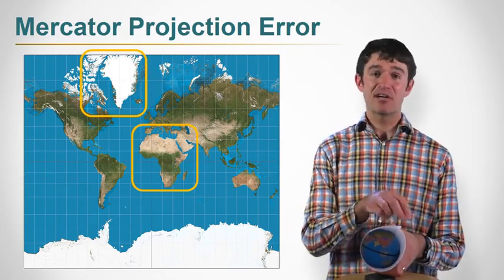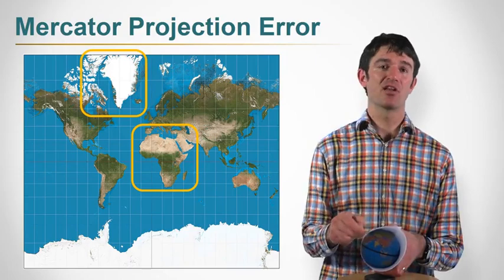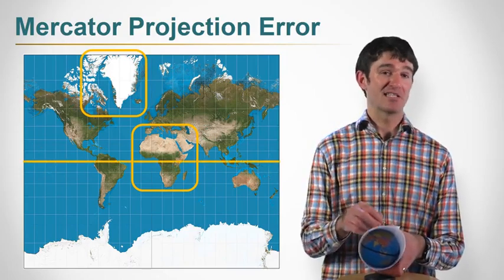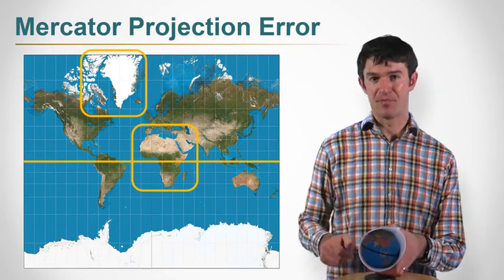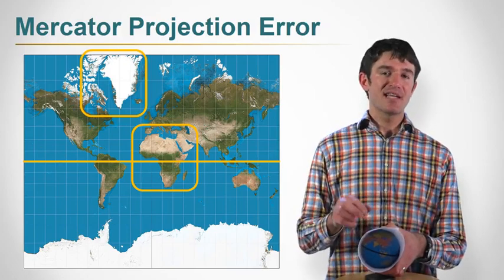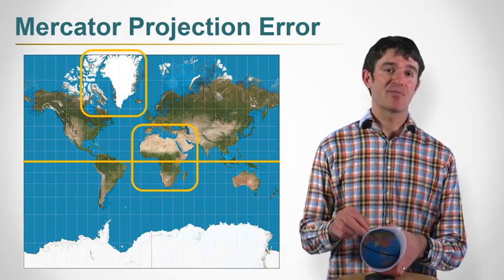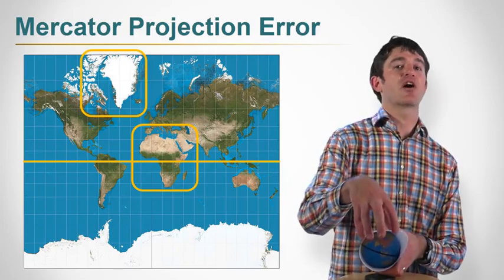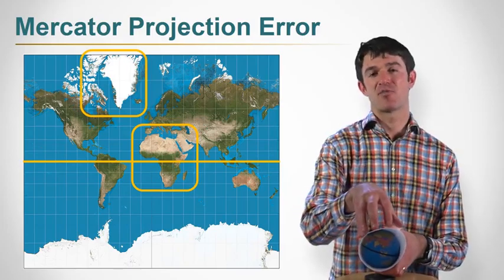But again, since Africa is positioned at the more accurate location along the standard parallel, in that case the equator, which is not demonstrated here, its size is kept mostly correct, while Greenland is projected to a large size by being very far from the standard parallel.